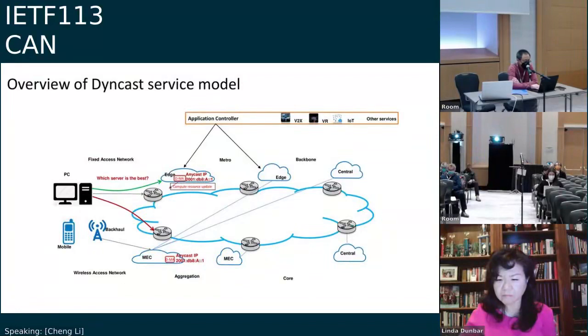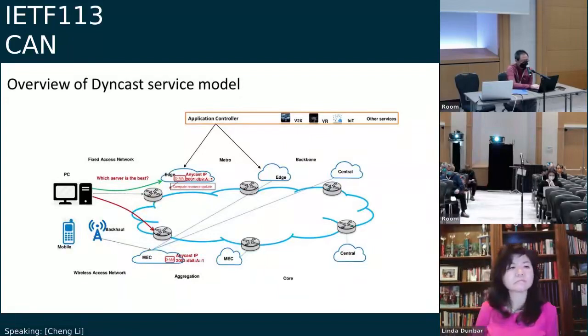So this is an overview of the Dyncast service model. First of all, you can see that we will have multiple service instances installed and running in multiple edge sites, right? And these services will be represented by several anycast IP addresses, and these anycast IP addresses will be distributed to the client by the DNS system, right? But the key question is how the client can find the best service instance among the service instances running in different edge sites. That is the problem that we're trying to solve in CAN, in Dyncast, right?